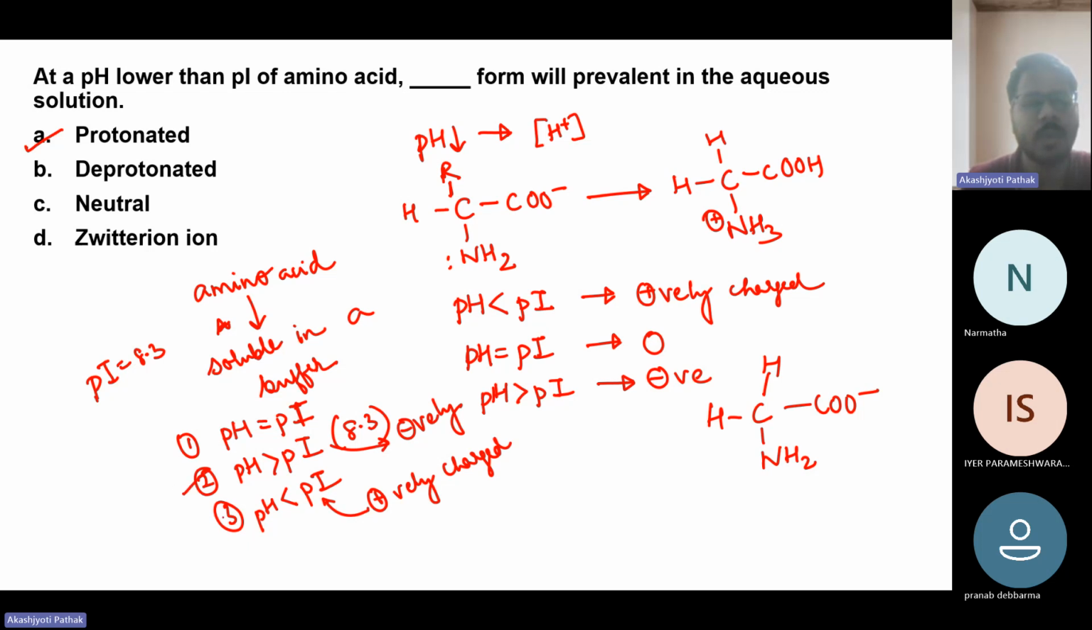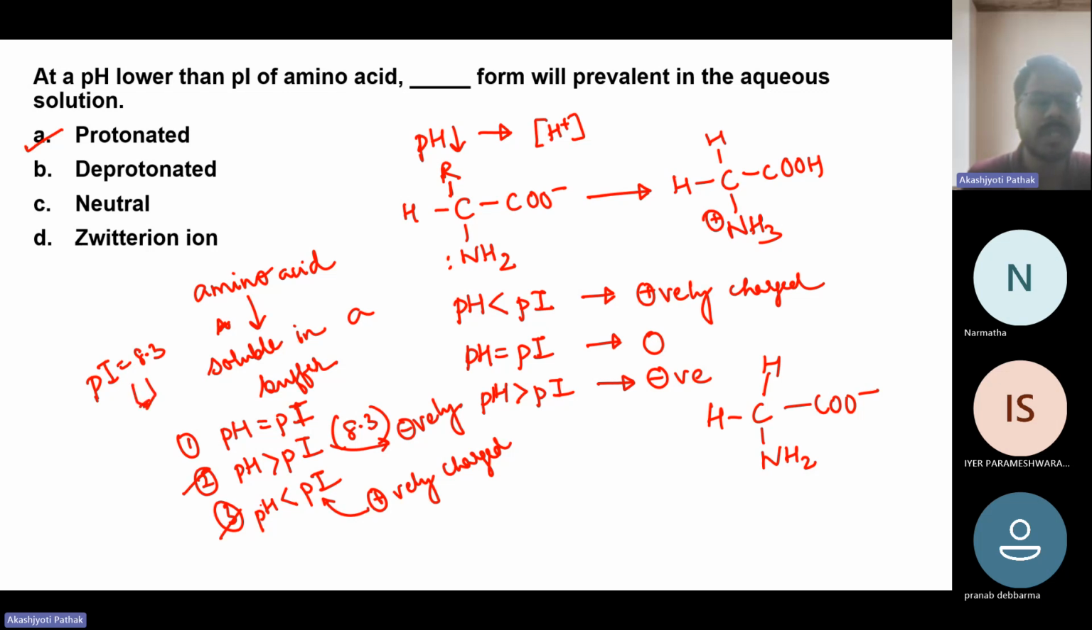In both the cases, my protein will be soluble. Anything you want to dissolve in water or any buffer or any solvent, it should carry a charge, right? If it does not carry a charge, then how will it form bonds with your solvent, with any ions or anything else? It won't be able to form hydrogen bonds or electrostatic interactions. So if there is no charge on the protein, then my amino acid will not be soluble and it will form a precipitate.